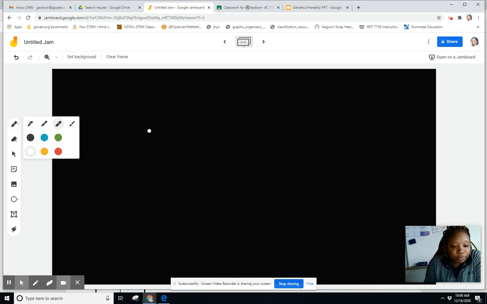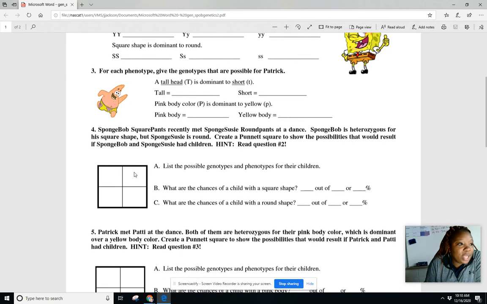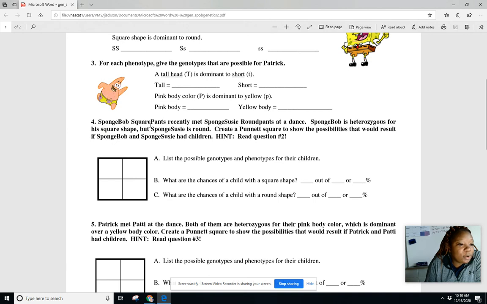All right. So we're going to read the question. The question says, number 4, SpongeBob SquarePants recently met Sponge Susie Roundpants at a dance. SpongeBob is heterozygous for his square shape, but Sponge Susie is round. Create a Punnett square to show the possibilities that would result if SpongeBob and Sponge Susie had children. Hint, read question 2.